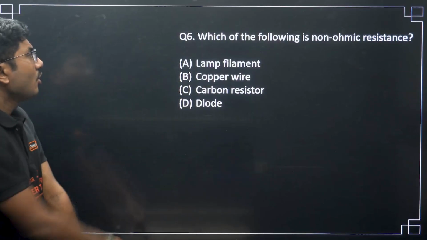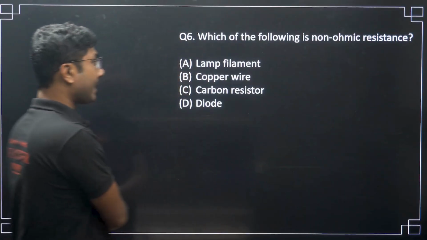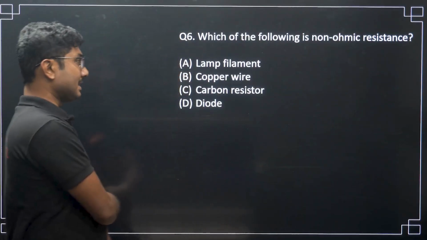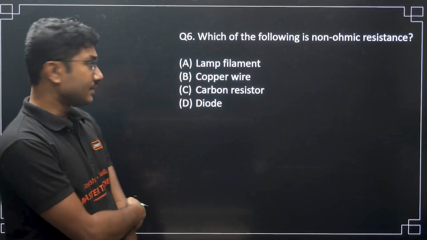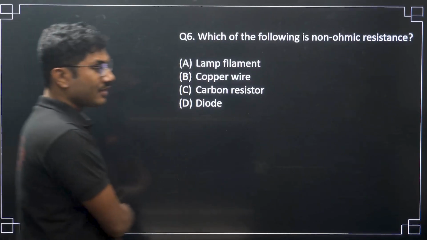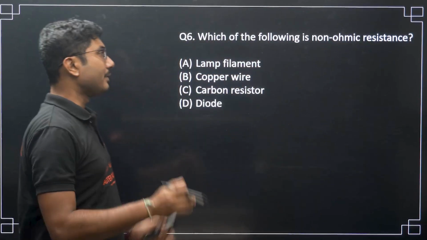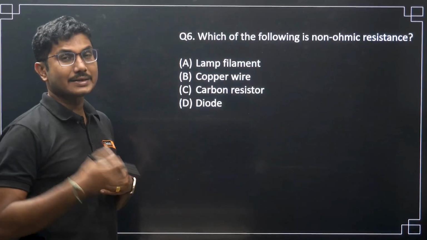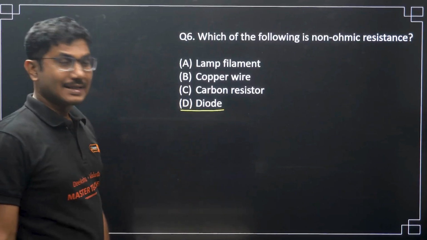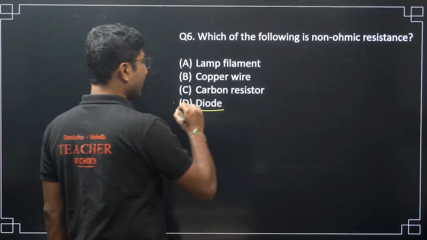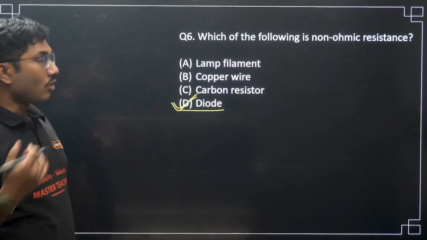Next question, which of the following is non-ohmic resistance? You have to identify the non-ohmic resistance. Lamp filament, copper wire, carbon resistor, diode. Now lamp filament at higher temperature slightly deviates from Ohm's law, but normally you cannot call it a non-ohmic device. But diode, which is a semiconductor, is not an ohmic device, so it is a non-ohmic device. So diode is a non-ohmic resistance.